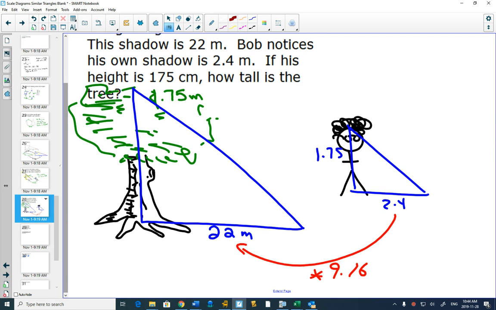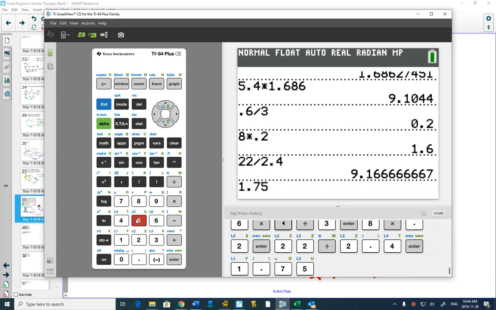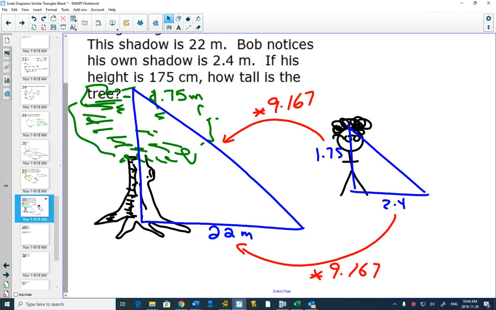If you went backwards, you could do that as well. But the reason I'm going this way is because I want to go this way to that one. And so I'm going to need to multiply by 9.16 for this as well. Let me round correctly. I'm going to change it to 9.167, because it should be rounded up. So I take 1.75 times 9.167. 16.04. And everything is in meters, so I put meters as my final answer.